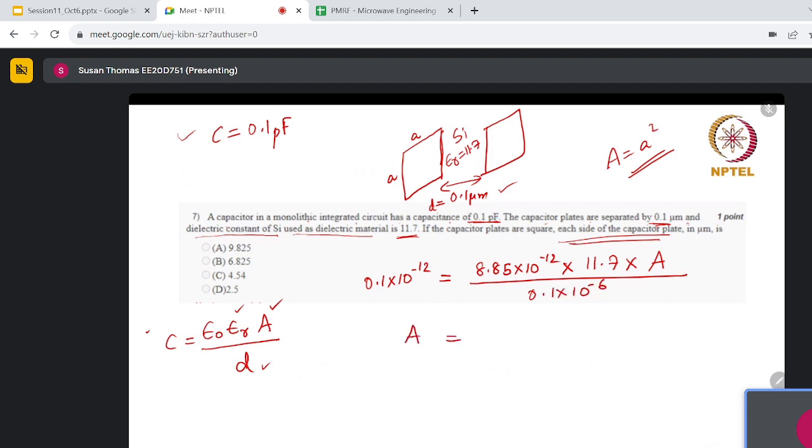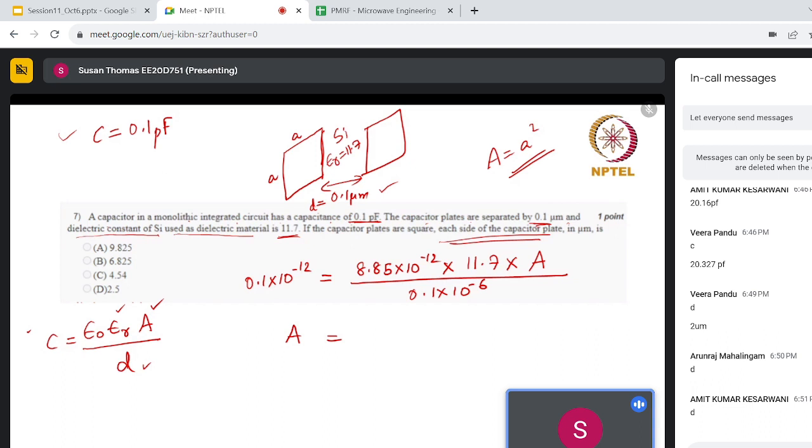Can you give me some answers for the area of the plate? The question is about the side of the capacitor plate. Can you give the answer for the area of the plate first?